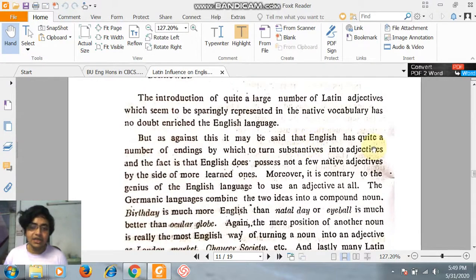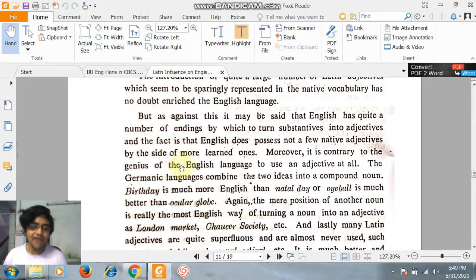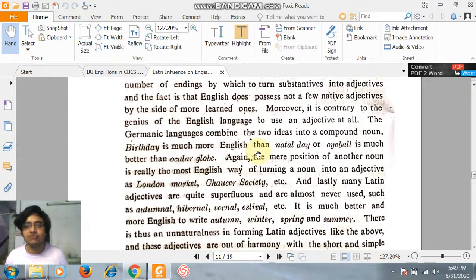So it can be said that English has quite a number of endings by which to turn substantives into adjectives, and the fact that English does possess not a few native adjectives by the side of more learned ones. And moreover, it is contrary to the genius of the English language to use an adjective at all. The Germanic languages combine two ideas into a compound noun, but the English use adjectives. Birthday is much more English than the natal day, or eyeball is much better than the ocular globe. But these have been expressed in Latin. So eyeball is expressed in Latin as ocular globe.